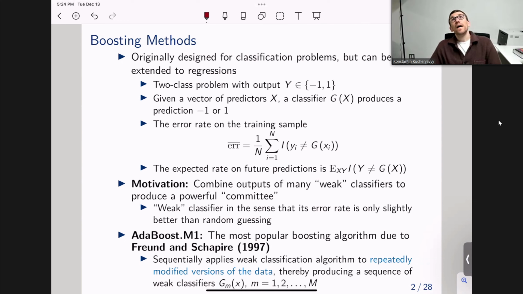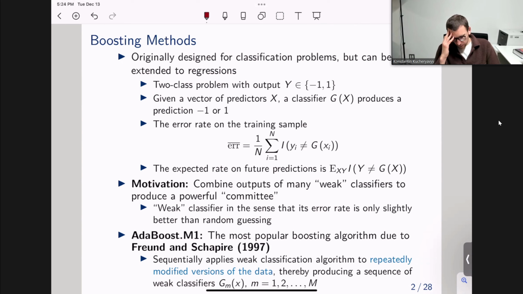So the idea of this combining, this is what is meant by boosting. The idea of combining many weak classifiers to produce one good, strong classifier goes back to the 80s. There was a paper in the 80s, I forgot by whom, but you can find it on the internet, who put forward this idea of boosting.